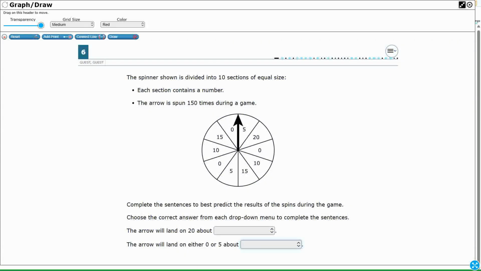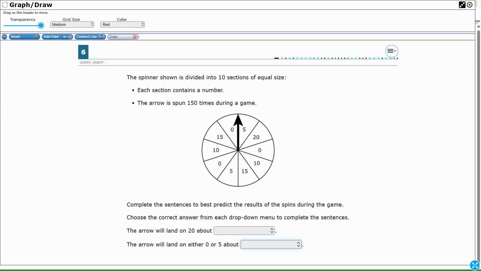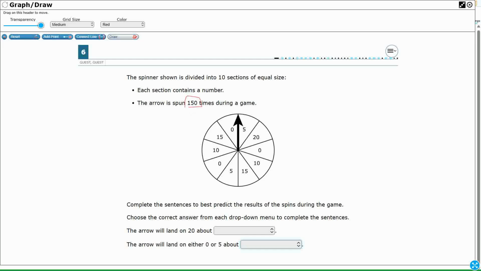All right, so we have a spinner here. Each of these 10 sections are equal size, and each section contains a number. We're spinning it 150 times. So imagine spinning this spinner 150 times, and we need to predict 20 and 0 or 5. When we say about, that's because this is theoretical. We know what the chances should be, but you never know what it's actually going to do until you actually perform the experiment and you get the real results.